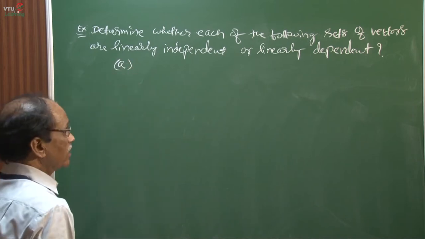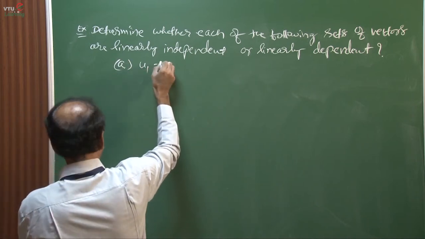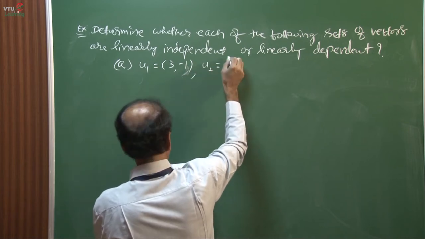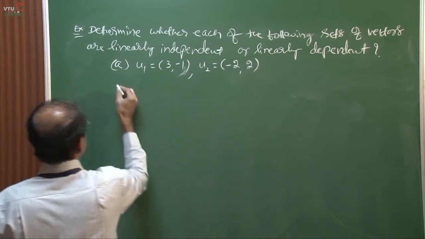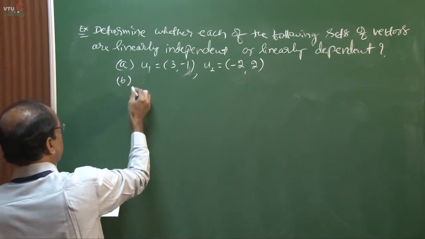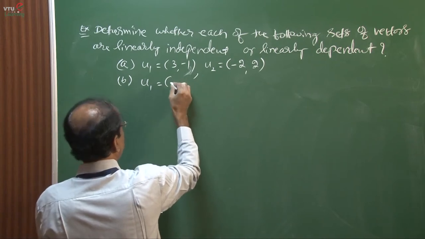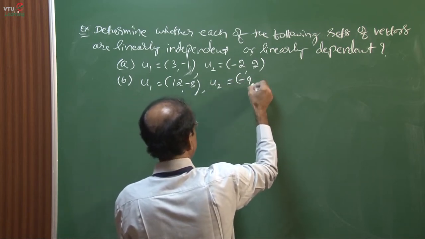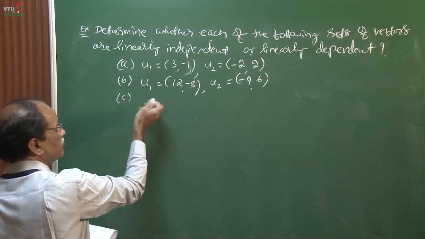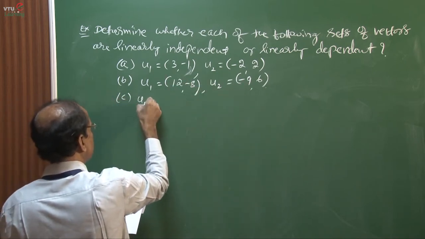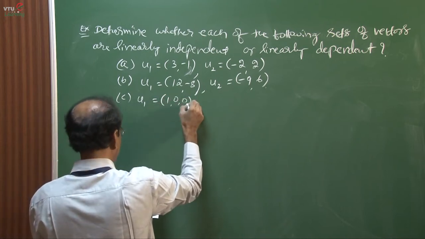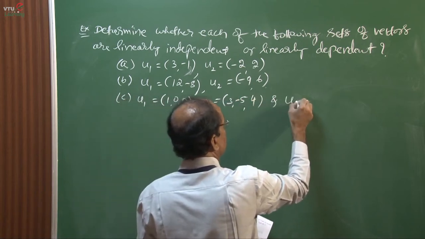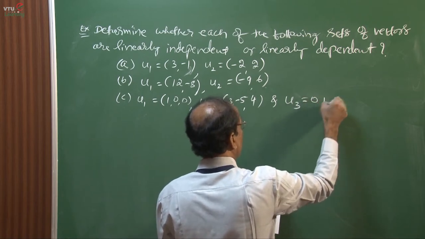First set of numerical values: u1 is equal to 3, minus 1 and u2 is equal to minus 2, plus 2. Second problem, second set of numerical values: u1 is equal to 12 and minus 8, and u2 is equal to minus 9 and 6. Third one has three vectors, while these have two. u1 is 1 0 0 and u2 is equal to 3 minus 5 and 4 and u3 is equal to 0 1 1.